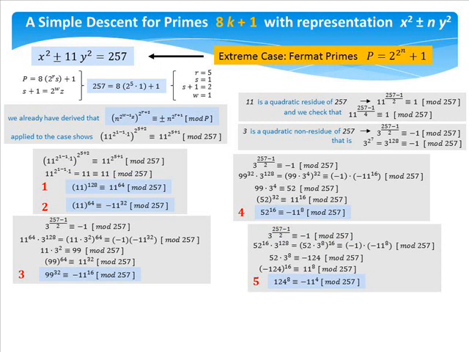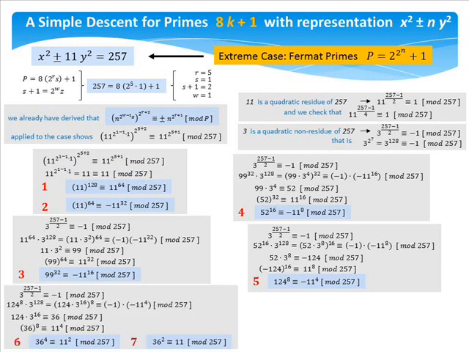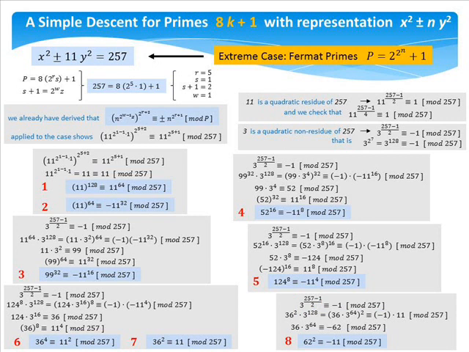Repeating this process, in the fifth step, we find that 124 raised to 8 plus 11 raised to 4 is divisible by 257. The sixth step is much the same, yielding 36 raised to 4 minus 11 squared is divisible by 257. Upon factoring, we verify that 257 divides 36 squared minus 11. Finally, in the 8th step, we apply the same combination of congruences, leading to the desired solution. 257 divides 62 squared plus 11.